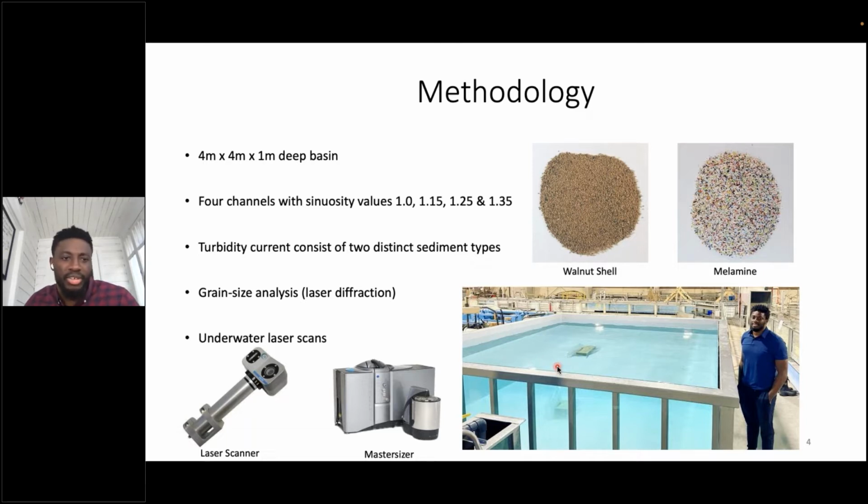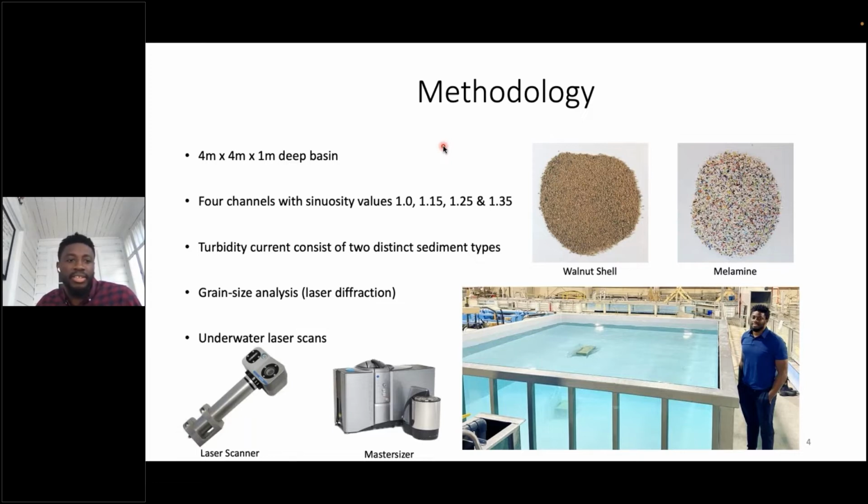Our experiment was conducted at the flume facility at the Coastal Engineering Laboratory at Queen's University. The flume is 4 meters by 4 meters and 1 meter deep. I'm standing right beside the flume, so you can use me for a sense of scale. I am about 1.3 meters tall. We built 4 channels with varying sinuosity, from 1.0 for a straight channel to 1.35 for our most sinuous channel, and we released turbidity currents into each of these channels.